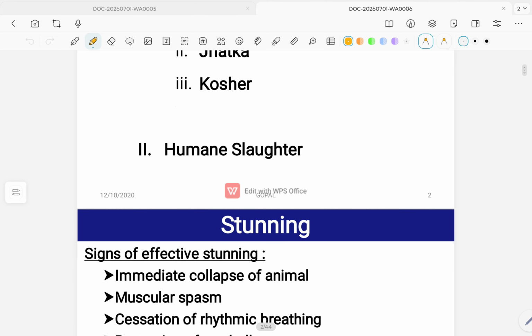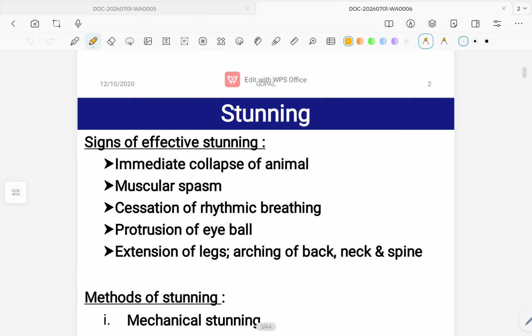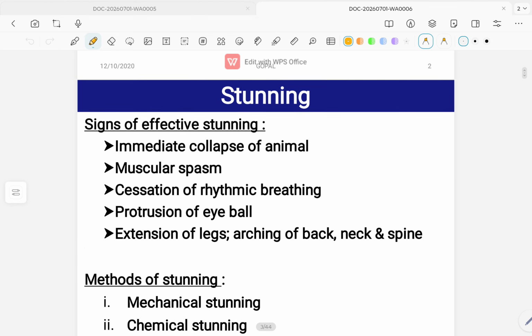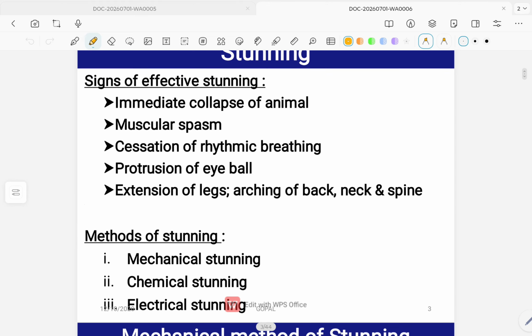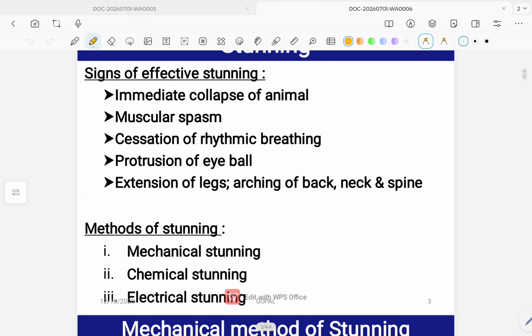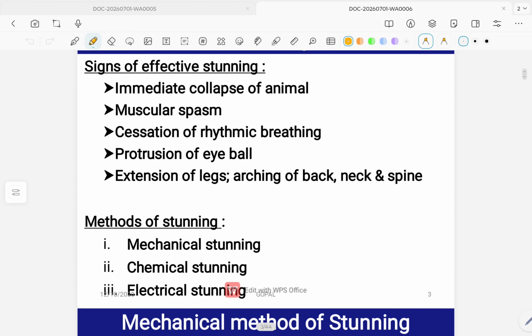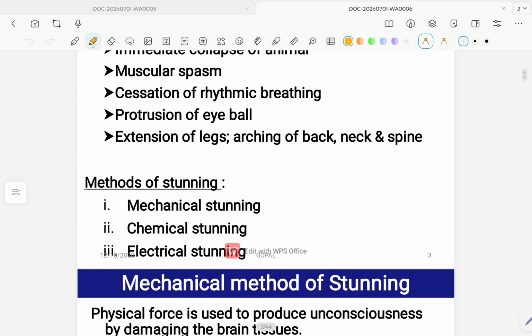Humane slaughter. Stunning. Signs of effective stunning: immediate collapse of the animal, muscular spasm, cessation of rhythmic breathing, protrusion of the eyeball, extension of the legs, arching of the back, neck and spine.